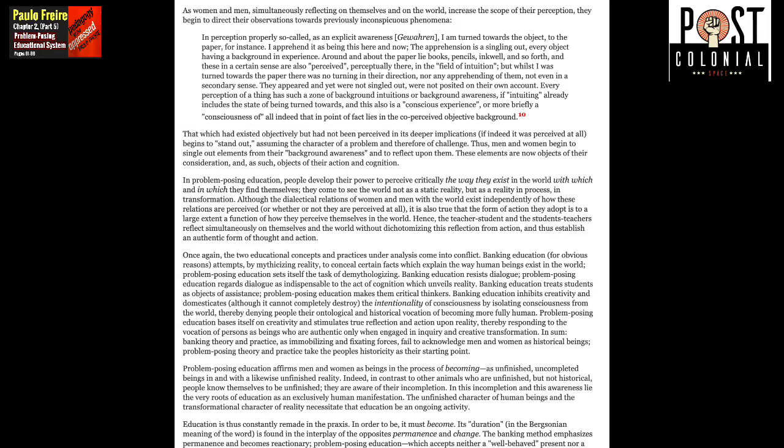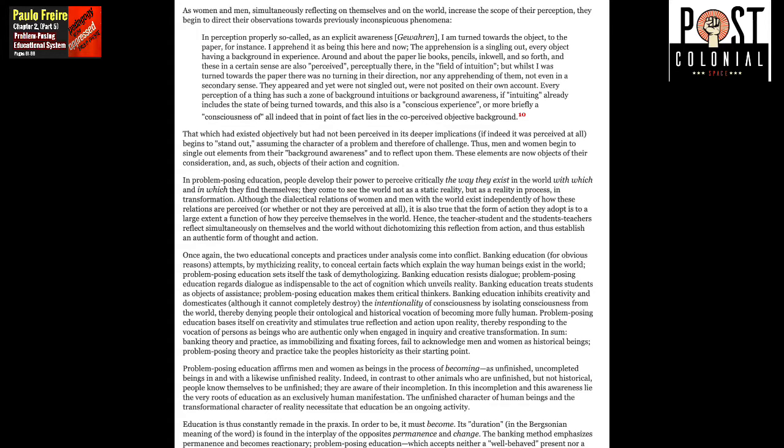Banking education inhibits creativity and domesticates, although it cannot completely destroy the intentionality of consciousness by isolating consciousness from the world, thereby denying people their ontological and historical vocation of becoming more fully human. Problem-posing education bases itself on creativity and stimulates true reflection and action upon reality, thereby responding to the vocation of persons as beings who are authentic only when engaged in inquiry and creative transformation.